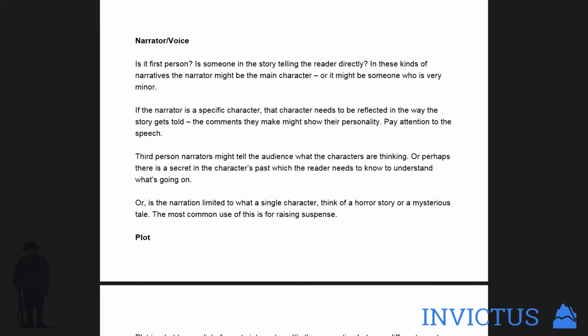So again, if the narrator is a specific character, the character needs to be reflected properly. So for example, as I've written here, the comments might show the personality. If our guy Jim says about a person that is in need, oh, that guy's in trouble, I must help him, it suggests that he may be a helpful and nice person. But if he sees a person in trouble and says, sod it, I'm not going to do anything, then it suggests that he is indifferent and a sociopath.